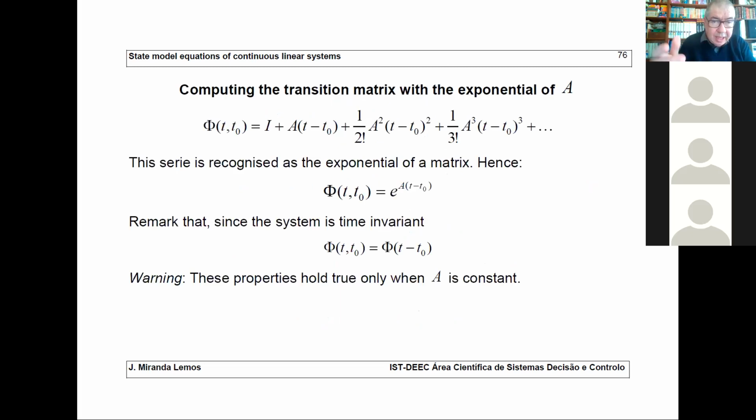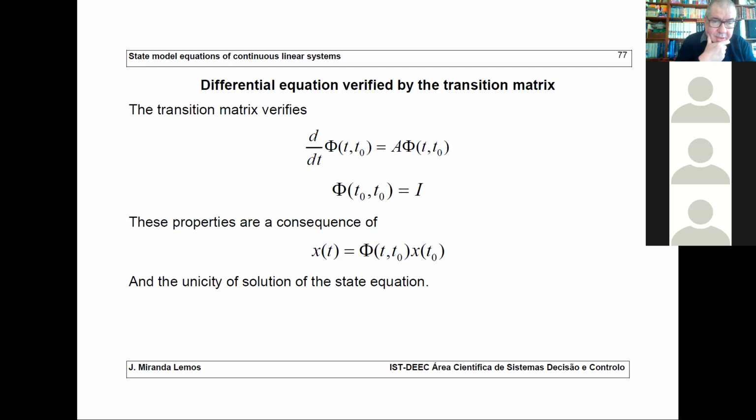Okay. Then another method is the series. And another method is this. If you take a matrix Phi that depends on two arguments, such that when the arguments are equal, you just have the identity, then this matrix verifies this. It's like the homogeneous differential equation, but now you have a matrix here. Okay, and this matrix that verifies this property is the exponential of the matrix.